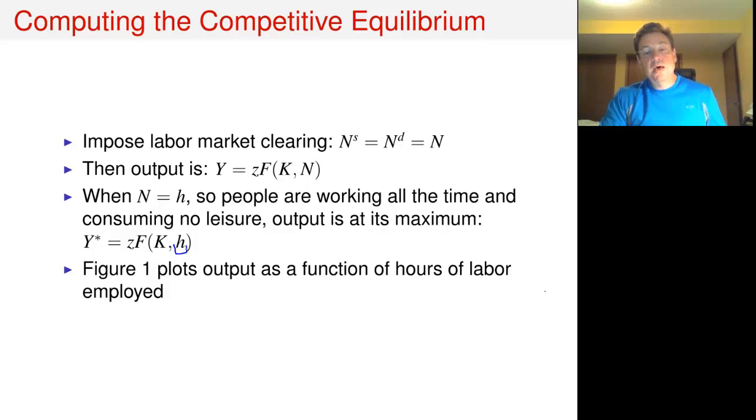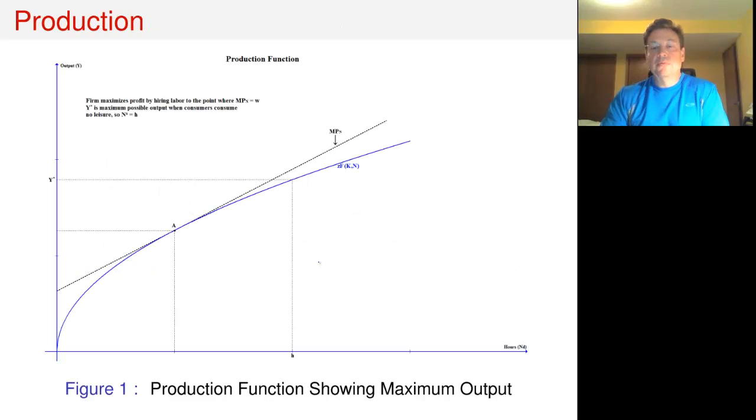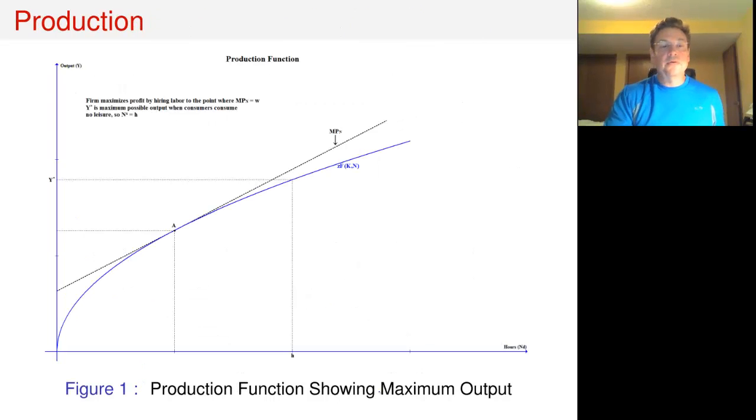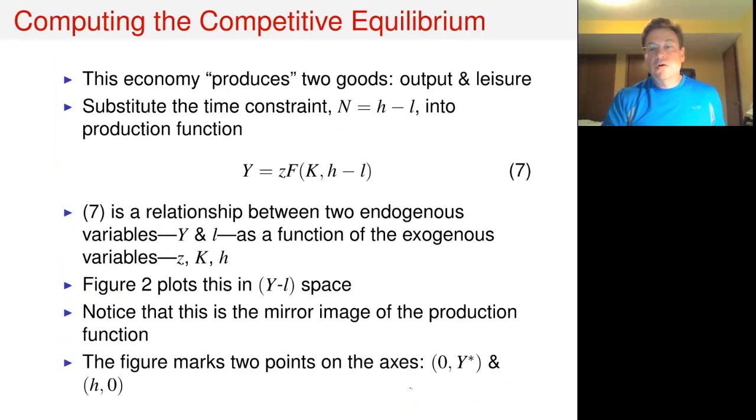And we can then plot output as a function of hours of labor employed. Now this looks a lot like the production function that we've plotted before. We have output up here, and we have hours down here. But remember that this economy produces two kinds of goods. It produces output, which is what is showing up here on this vertical axis, and it also produces leisure.